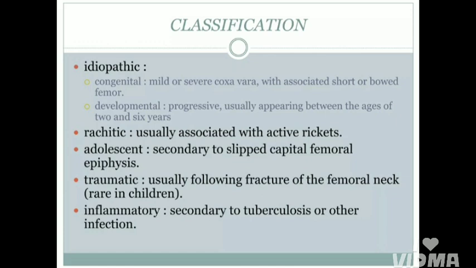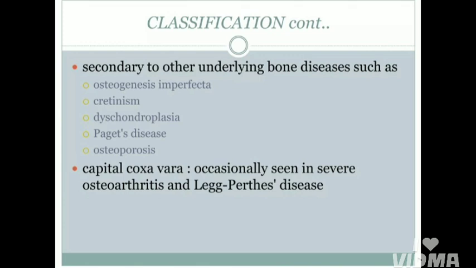Then traumatic, usually following fracture of the femoral neck, rare in children. Then inflammatory, secondary to tuberculosis or other infection. Then secondary to other underlying bone disease such as osteogenesis imperfecta, cretinism, dyschondroplasia, Paget's disease, osteoporosis. Coxa vara is also occasionally seen in severe osteoarthritis and Legg-Calvé-Perthes disease.